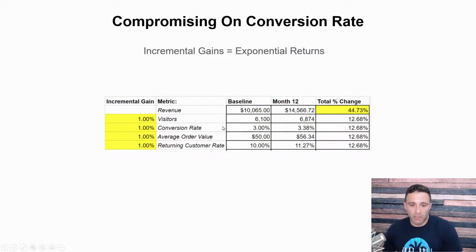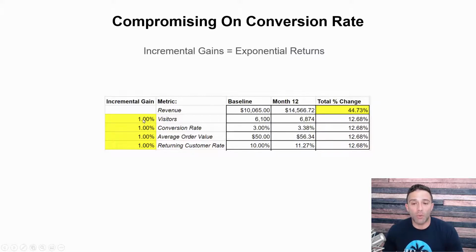So let's say you have a business. This is actually an illustration from a company. Actually, no, this is just an example. I thought this was a company we would work with. But let's say you have a baseline revenue of $10,065, and you've got 6,100 visitors, a 3% conversion rate, $50 average order value, and a 10% returning customer rate. Let's just say that's your baseline.